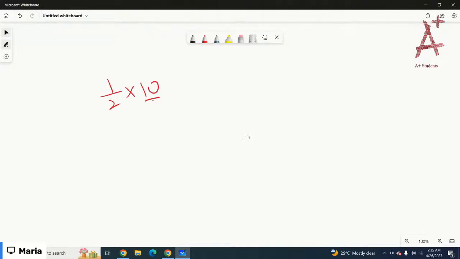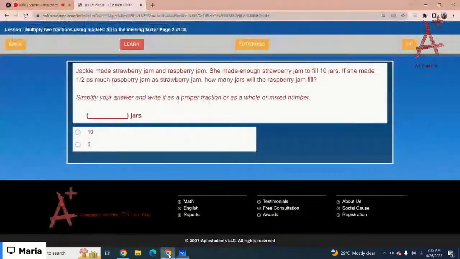So just do numerator times numerator. 10 times 1 is 10 and 2 times 1 is 2. So it would be 10 divided by 2. You can divide them by a common factor 2. So 2 times 5 is 10. So the correct option is 5.